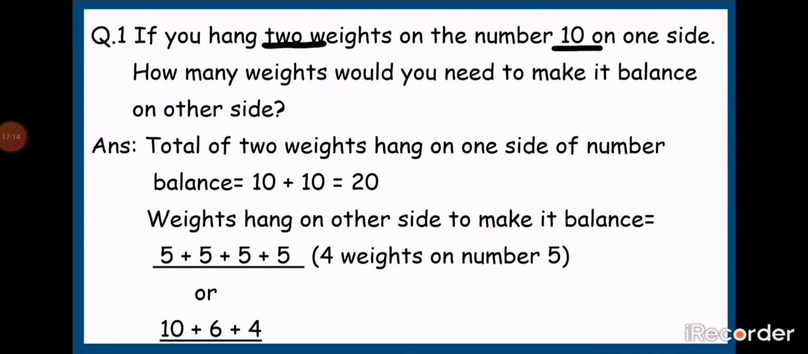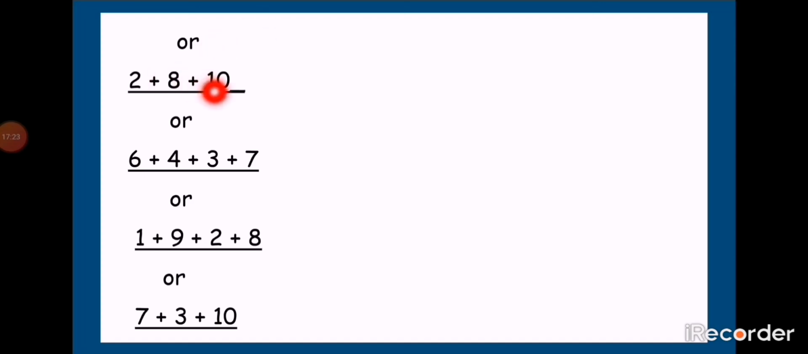Now, these are the options here. 5 plus 5 plus 5 plus 5, 4 weights on the number 5. Or 10 plus 4 plus 6. Or 2 plus 8 plus 10. Or 6 plus 4 plus 3 plus 7. Or 1 plus 9 plus 2 plus 8. Or 7 plus 3 plus 10. You can see I always use the number pairs of 10. 6 and 4 make 10, 3 and 7 make 10, 1 and 9 make 10, 2 and 8 make 10. So in that way you can do your work. You can find more options as you want.